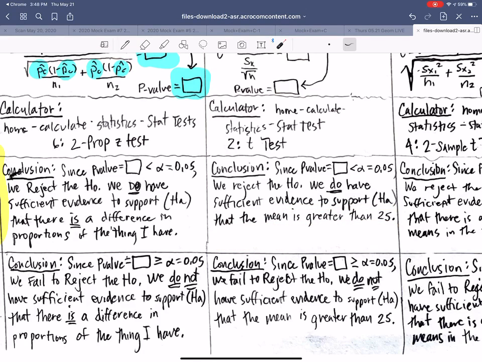Okay, now what if you had a p-value that was greater than 0.05? Then once again, you'd fail to reject the null and say you do not have sufficient evidence to support that the mean is greater than 25 minutes per day to do your homework. Keep putting down the context.